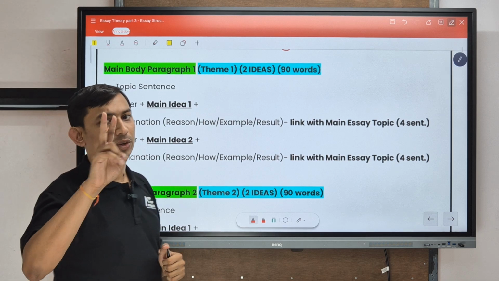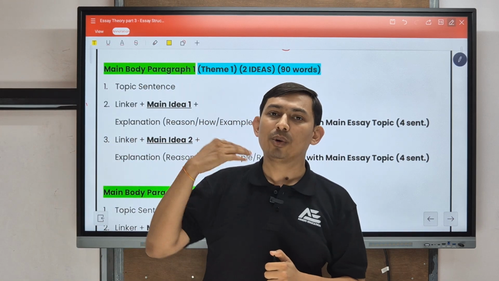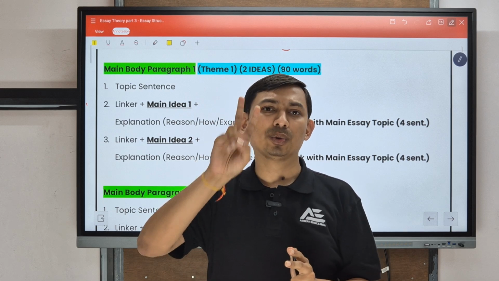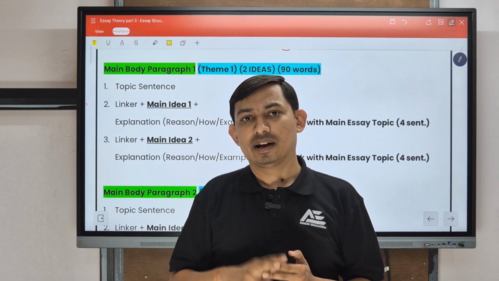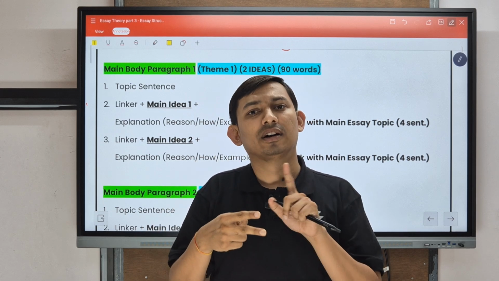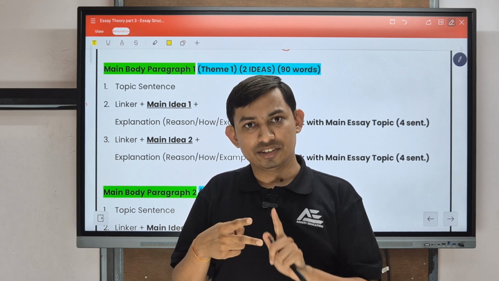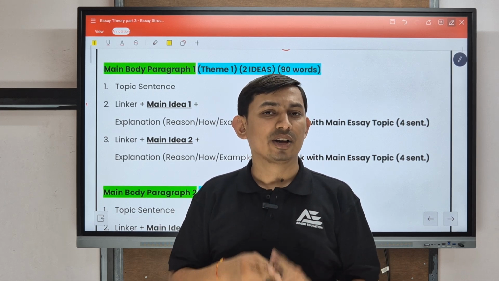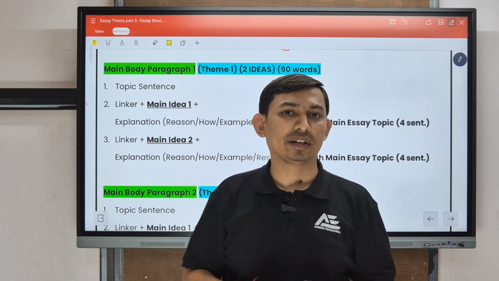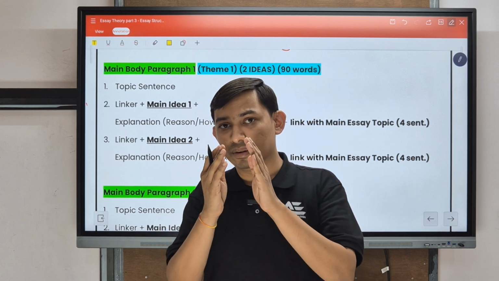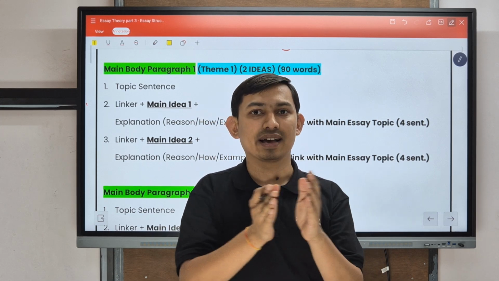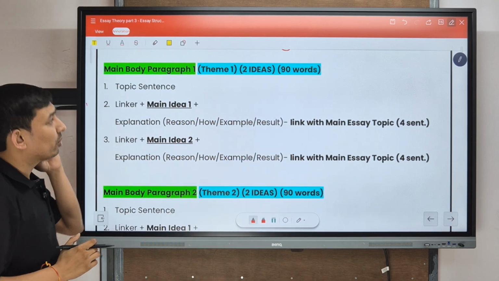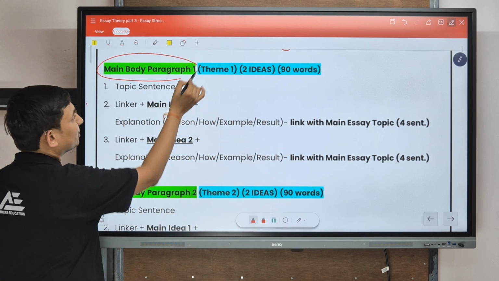Normally we have to write two body paragraphs, because in most IELTS essays there will generally be two themes in the question, like cause solution, cause effect, advantage disadvantage, discuss both views, agree side, disagree side. So mostly there will be only two themes. At that time we can do the first theme in the first paragraph, second theme in the second paragraph. Clear? So now let's focus on body paragraph 1.